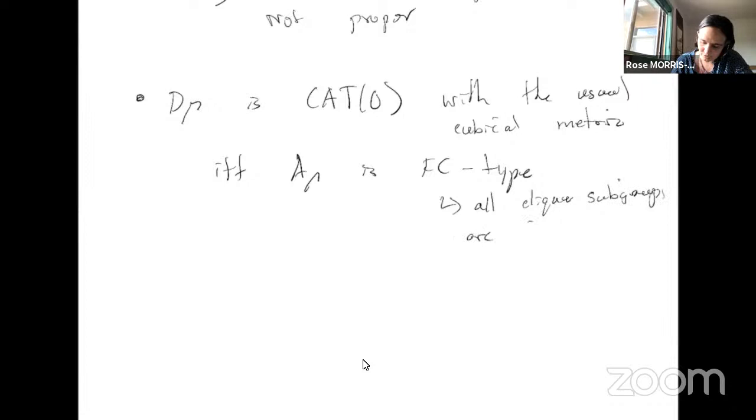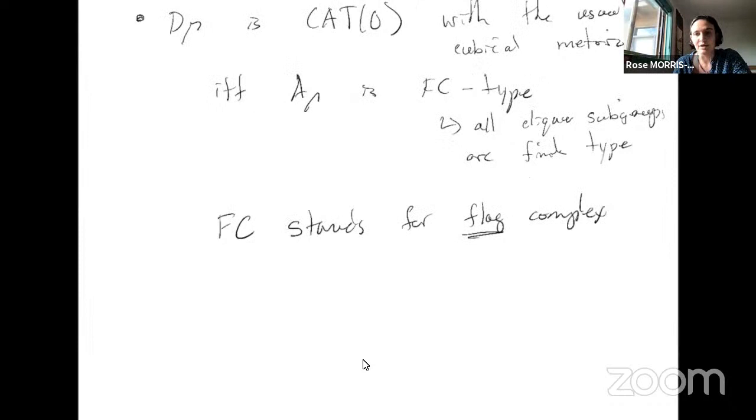So that tells me that anytime I see a clique in the graph, the set of generators for that clique are going to give us a vertex in my complex. And the F and the C here, FC, stands for flag complex. So when is a simplicial complex flag? A simplicial complex is flag if all of the complete one-skeletons are filled in with n-simplices.